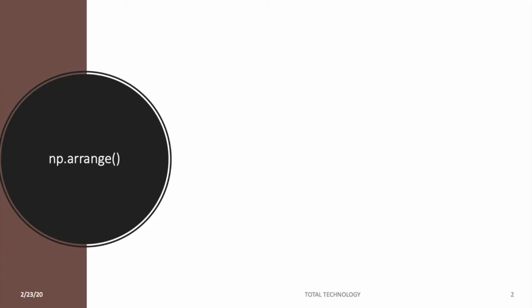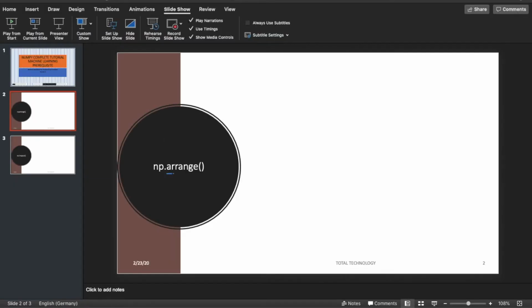So the first one is np.arange. I probably made a mistake, so this is not double, I believe. Yes, np.arange, and another one is np.linspace. We are going to talk about these two methods.